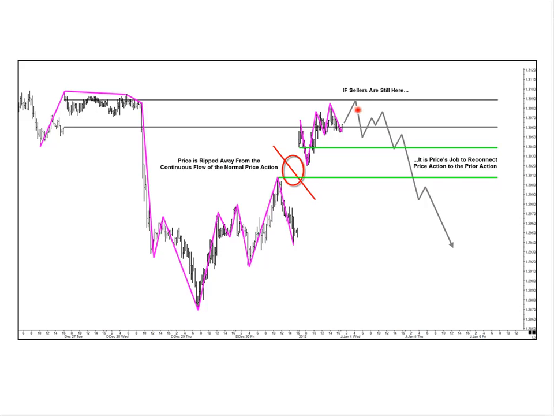but just like anybody else, they're trying to make a living, so they will definitely step in front of each other if they have the opportunity. So if we get up there into this area and we find that there are sellers, what happens? It's price's job to reconnect price action to the prior action. How do we do that? We come back and we orderly fill this area. It's like pasting this chart back together.